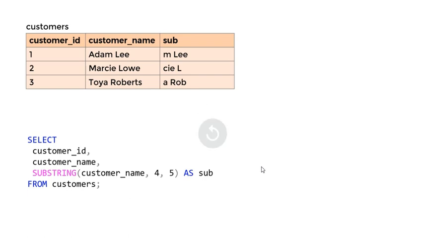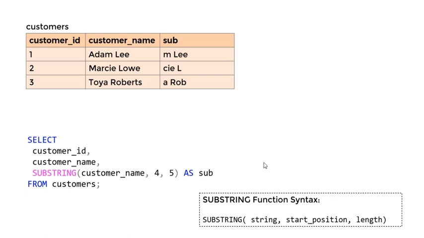Now, let's take a look at the syntax of the SUBSTRING function. The first argument is the string from which you want to extract, for example first name and last name from a string, and then the starting position. Where is the starting position? So we pass the customer name column as our string expression.